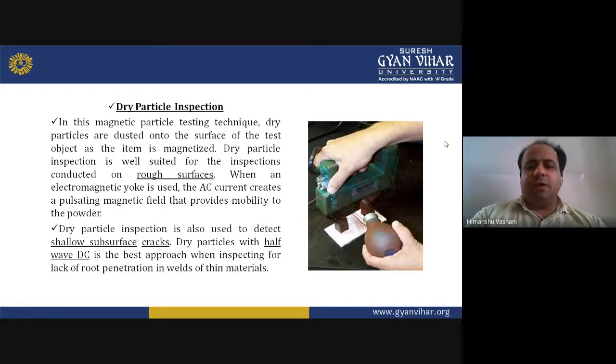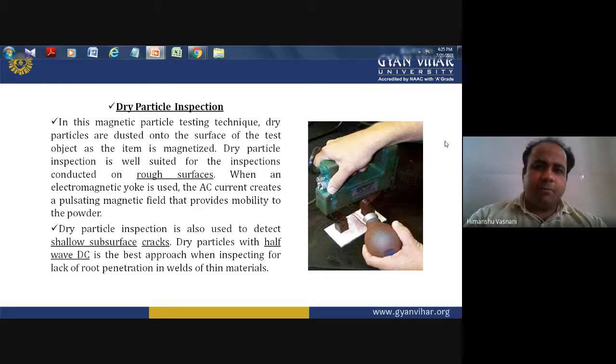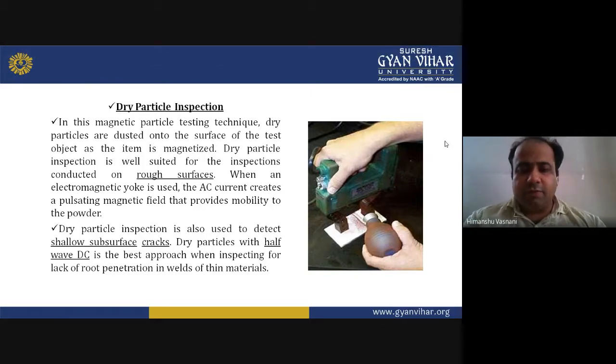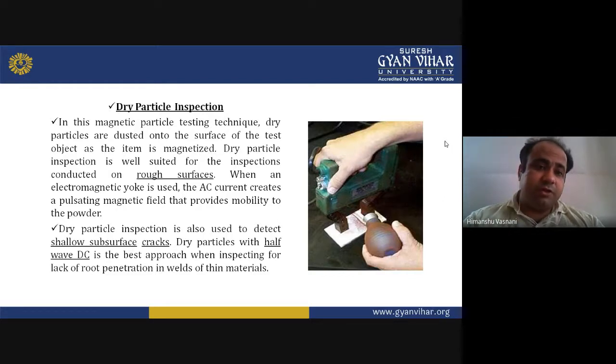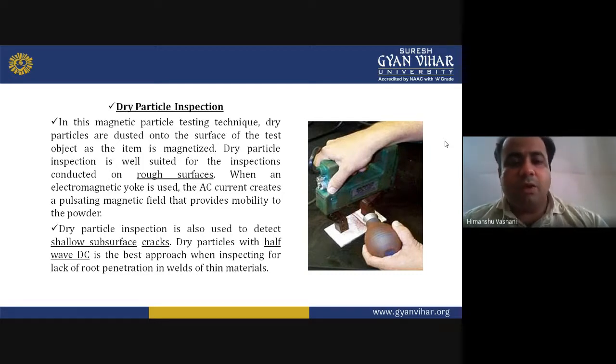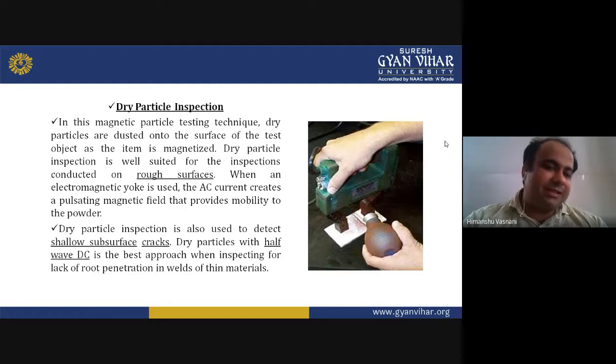There are surfaces, some smooth, some rough, so we have to find a solution with which you can do easy inspection. Dry particle inspection is well suited for rough surfaces. Now when an electromagnetic yoke is used, the alternating current creates a pulsating magnetic field that provides mobility to the powder. Dry particle inspection is also used to detect shallow subsurface cracks.